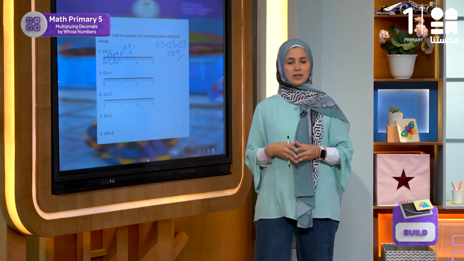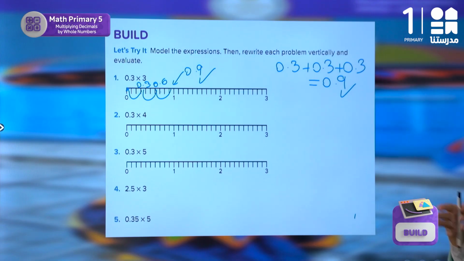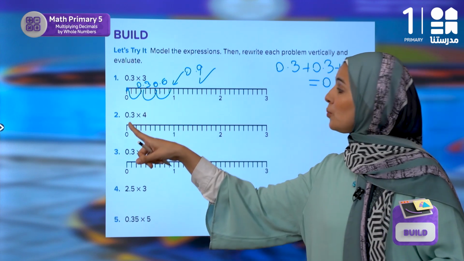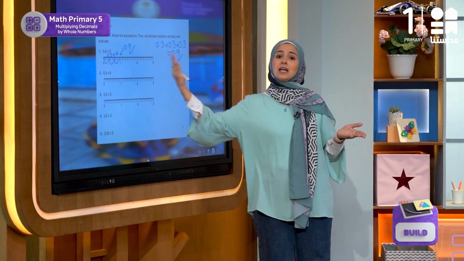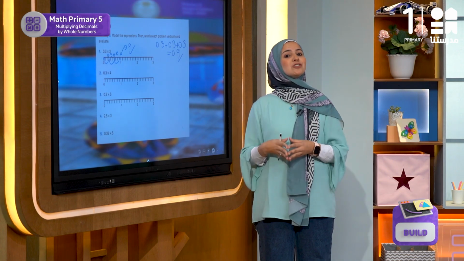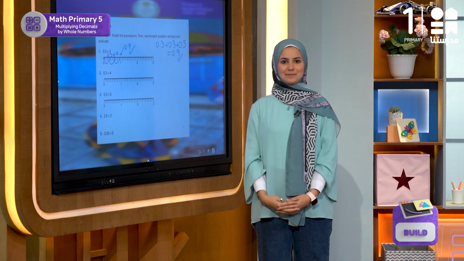So the product of multiplying 0.3 times 3 is equal to what? 0.9. Now in problem 2, we are asked to multiply 0.3 by 4 this time. I will give you time to think about solving it by representing it on the number line. And we will solve it together when we get back.